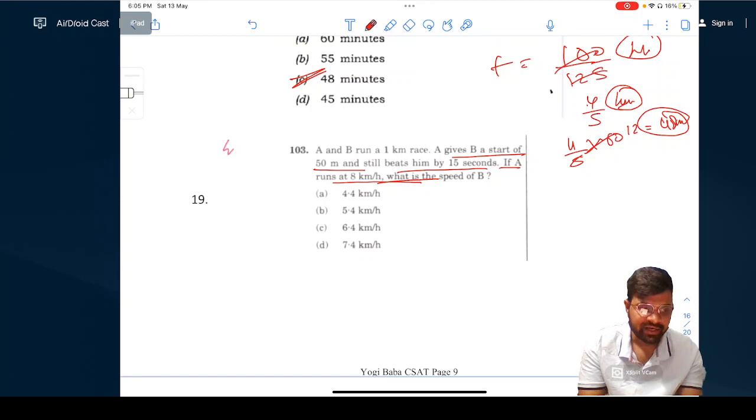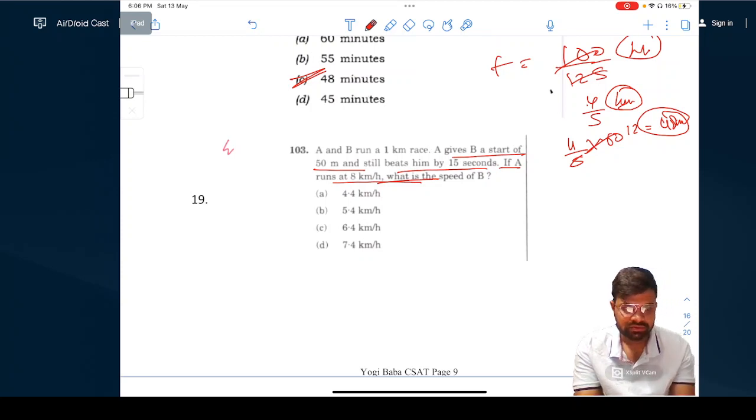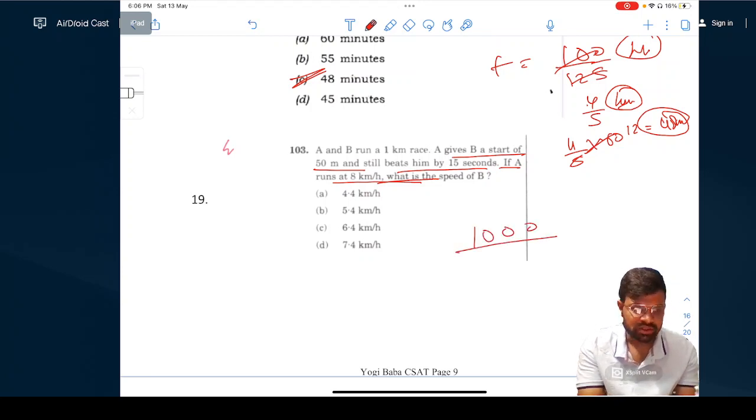See, again the time taken by both of them is the same, but the distance is different. Suppose A has a distance of 1000. This is the time taken by A, so 1000 upon speed.